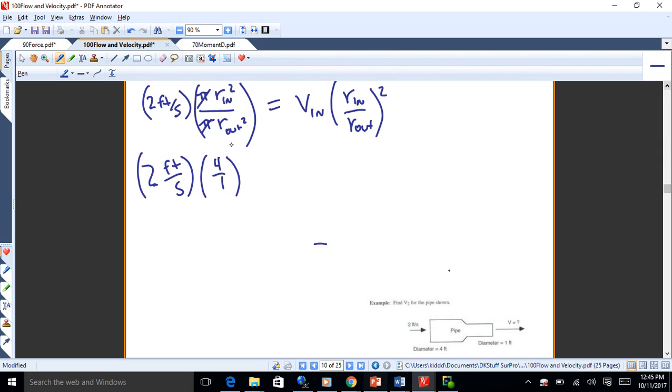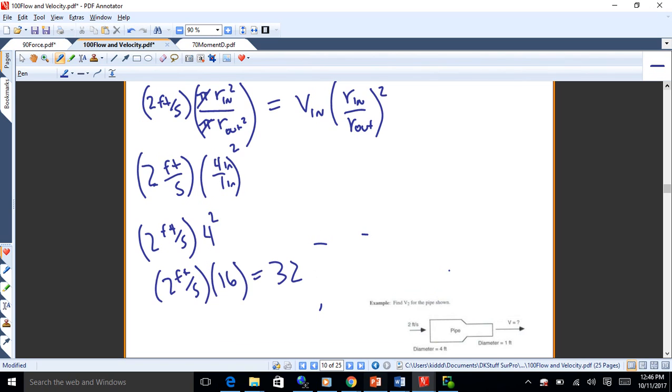Then you square that. The units cancel, so we don't need to worry so much about inches, but if you want them in there, they're inch and inch. So what you're going to get there is 2 feet per second times 4 squared, and that's just 16. So 2 feet per second times 16 will get you 32. A little quicker there, if you like. You have to remember that, though. They don't usually put that on formula sheets.